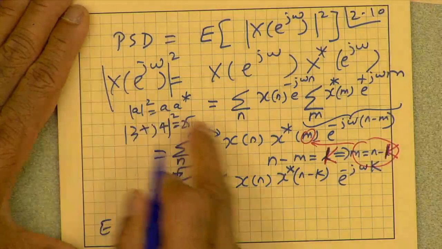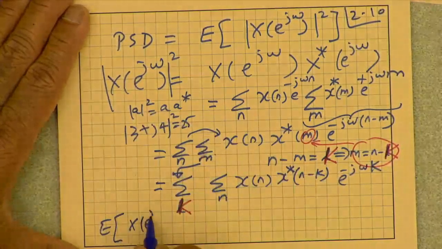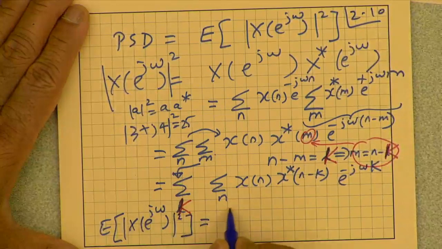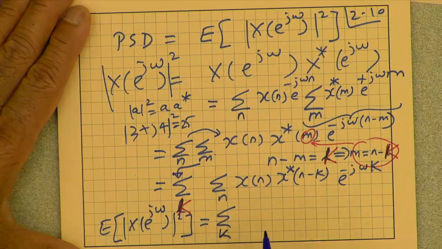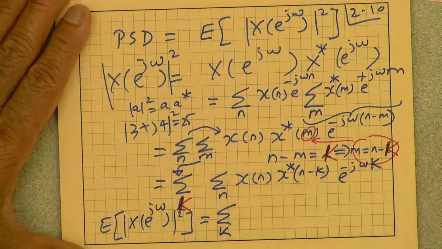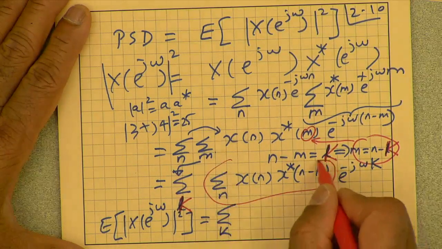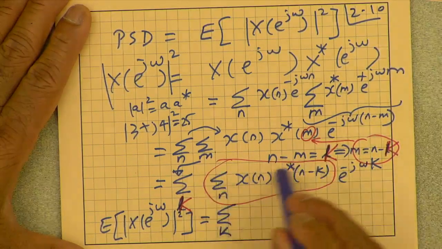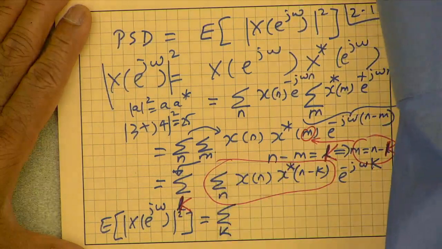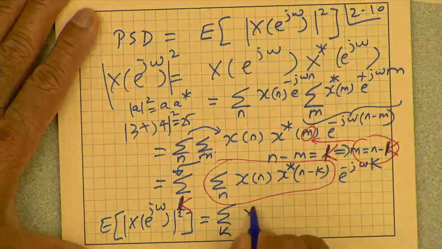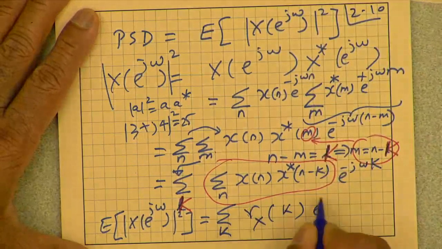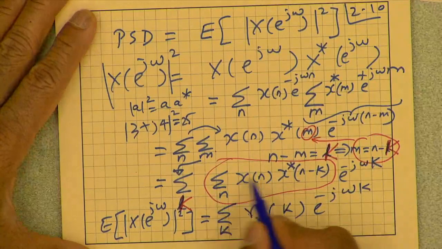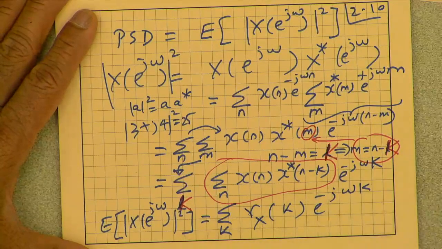Now if I take the expected value on both sides, the expected value of the magnitude squared of X(e^jω) is equal to a sum over k. Now the only random part is the signal itself, and if I take the expected value of this, what is the expected value of that quantity? That is simply going to be Rx of k. Okay, so that's the expected value. So the expected value of this is the autocorrelation.